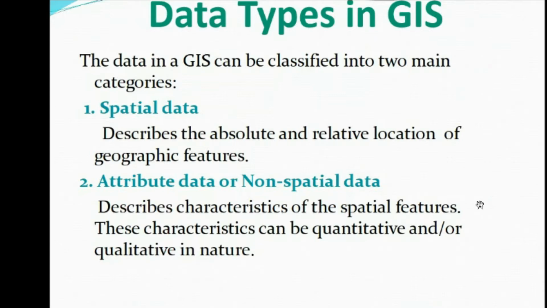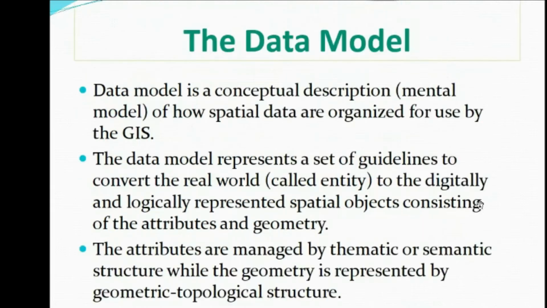Spatial data, as we all know, is about how the features are present on the earth based on location. This type of data is called spatial data. Attribute data explains the characteristics of the selected feature. So in today's lecture, we will be concentrating more on spatial data and its types.